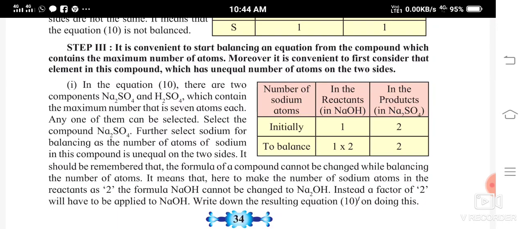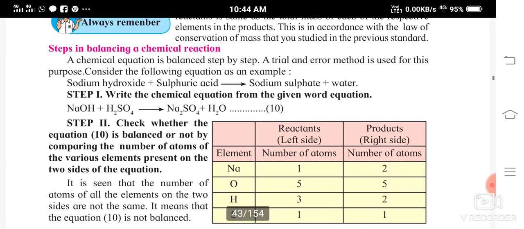That means what you have to do? You will have to, which is the compound here, sodium hydroxide. All these are compounds, right?